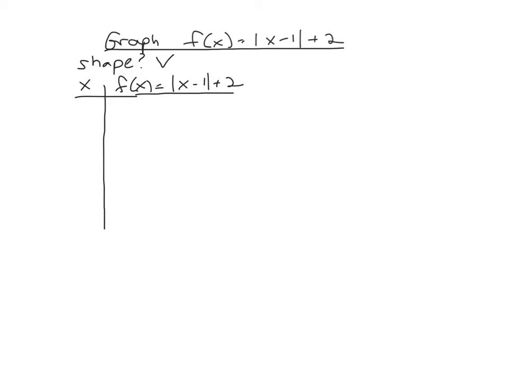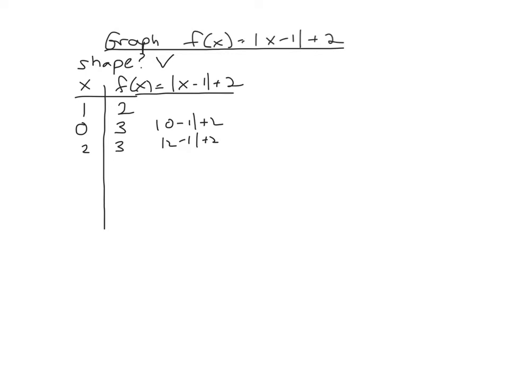The first point I'm going to choose is something that's going to make x quote-unquote 0. In other words, I'm trying to figure out where the vertex, if there is a vertex, would be. You should hopefully remember back from your pre-calc class, if I plug in 1 into the equation, I'm going to have 1 minus 1, which is 0, so I've got the absolute value of 0, so I kind of have my 0 there, plus 2. So my first input and output is going to be 1 and 2.